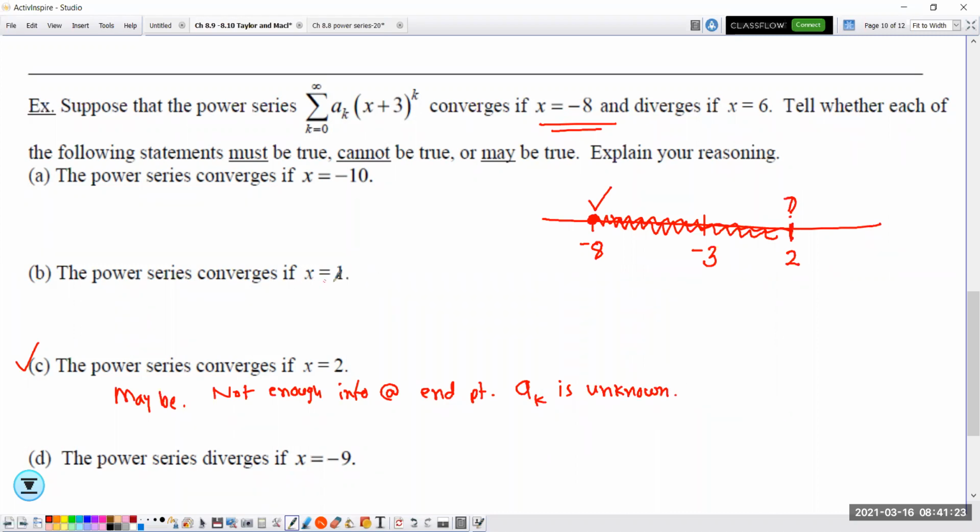Now think about x equal to 1. What would it be? Must be, cannot be, or maybe? Which one would you choose for x is 1? Where is x is 1 here? Here, right? So which should be the answer? Must, cannot, or maybe?